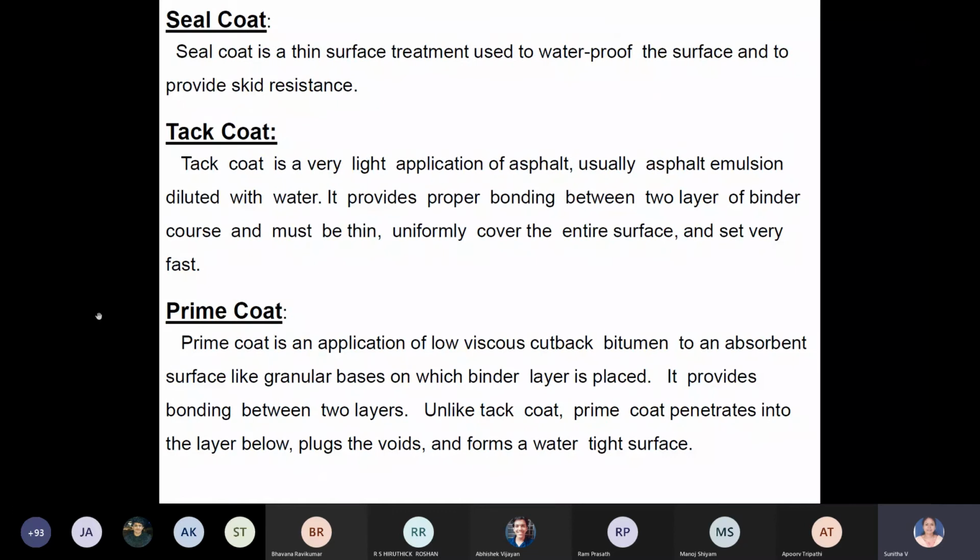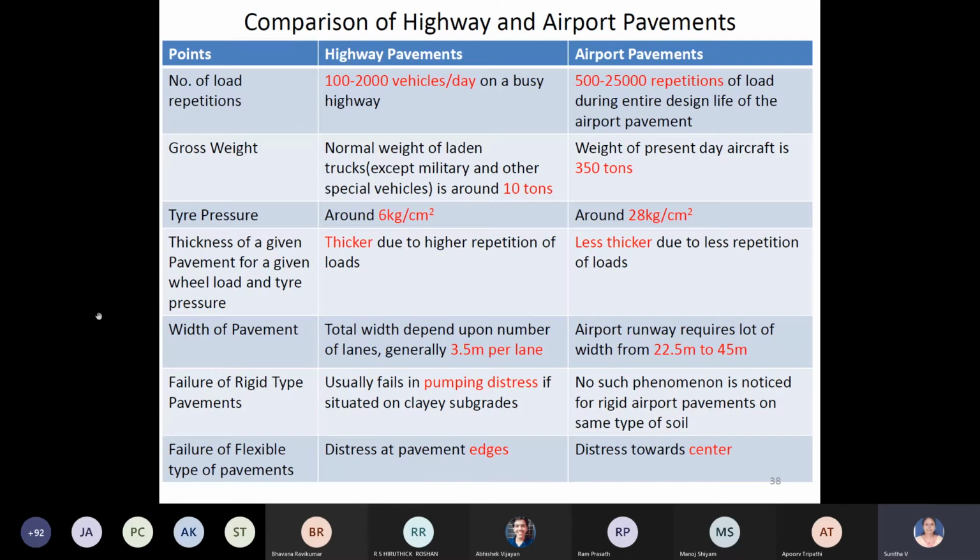Seal coat is a thin surface treatment above the top surface. Tack coat is applied between two bituminous layers, or between an old and a new bituminous layer. Prime coat is applied above the granular base course, below the bituminous layer. It should plug the voids in the base course layer and provide proper bonding between the base and the bituminous layer.